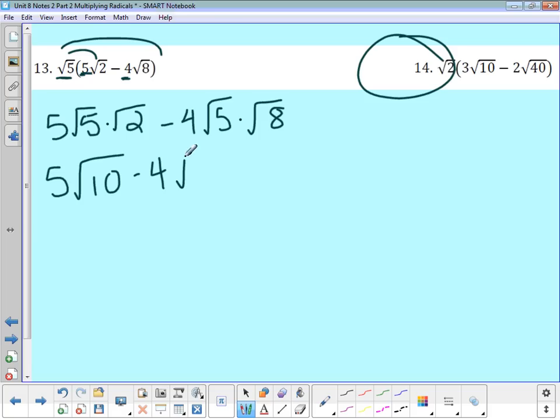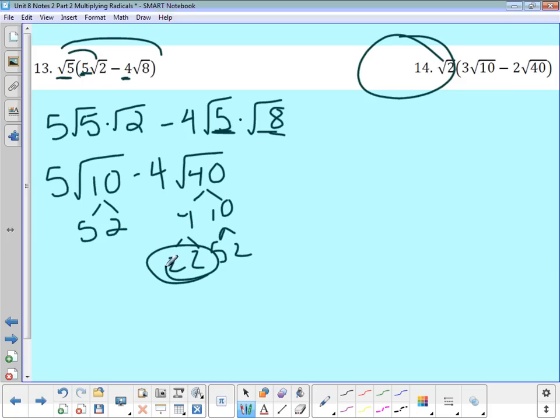Then we have 4, and underneath the radical, 5 times 4 is 40. Okay, so square root of 10 is only going to break down to 5 and 2, so we don't have any pairs there. 40, however, I could break down to 4 and 10. 10 breaks down to 5 and 2, and 4 breaks down to 2 and 2. So I have a pair of 2's that I can take out and multiply by that 4. So then I have 5 square root of 10 minus 4 times 2, which is 8 square root of 10.